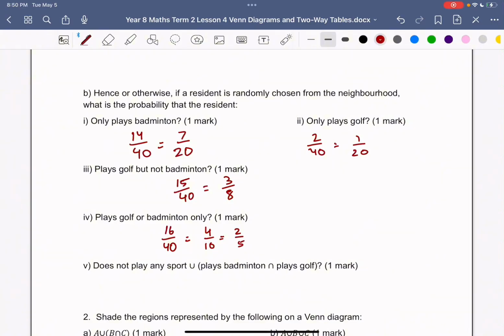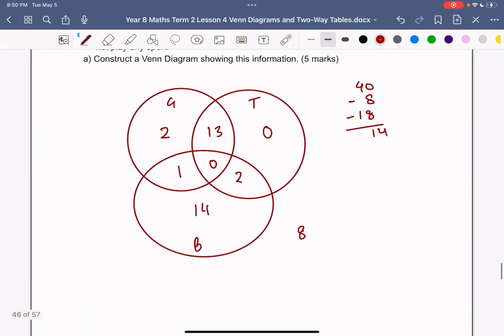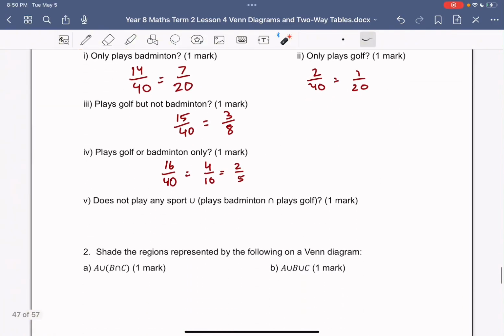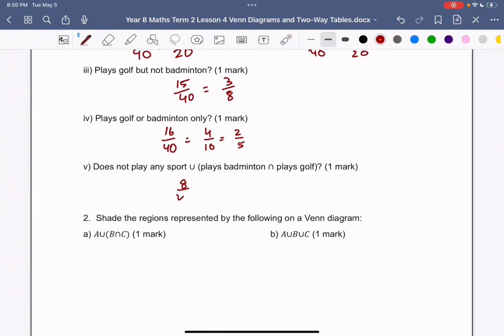Does not play any sport, or plays badminton and plays golf. So does not play any sport was 8, or plays badminton and plays golf. Plays badminton and plays golf was an extra 1. So this would mean 8 over 40 plus 1 over 40, which gives me 9 over 40 as my final probability.